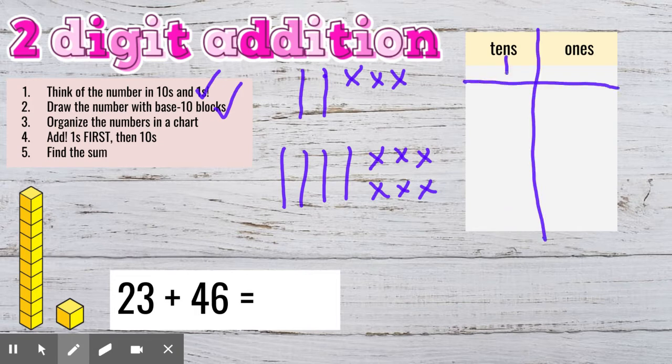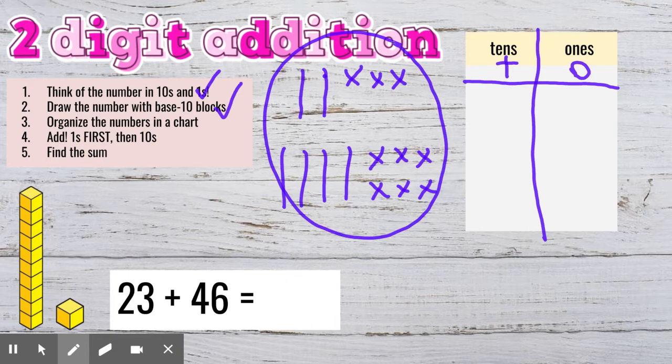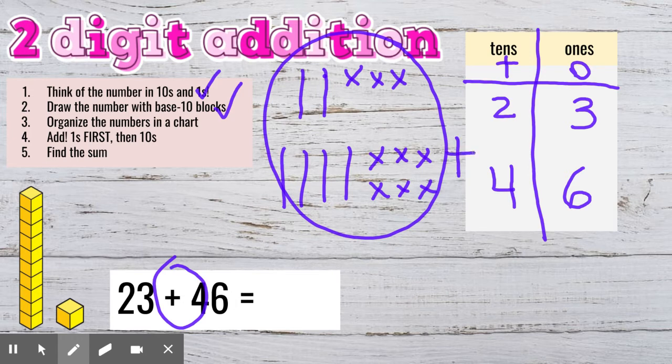Here's our T-chart. The T means tens. The O means ones. And this time, instead of drawing my numbers in the T-chart, I'm just going to write the numbers. So here I had 2 tens, and here I have 3 ones. In the bottom, I had 4 tens and 6 ones. They're asking me to add these numbers together, so I'm going to put my addition sign, put my equal sign, and then add straight down.